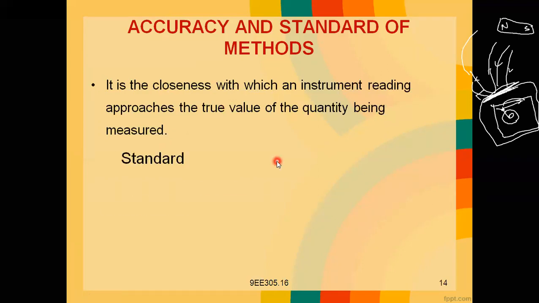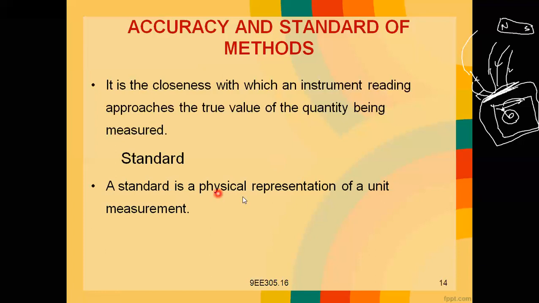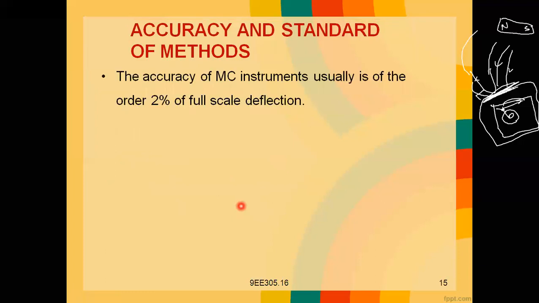And standard means, a standard is a physical representation of a unit of measurement. So we'll see accuracy and standard of methods. The accuracy of an MC instrument is usually of the order of 2% of full scale deflection. So it's not bad, good accuracy. We'll have it of the order of 2% of full scale deflection.